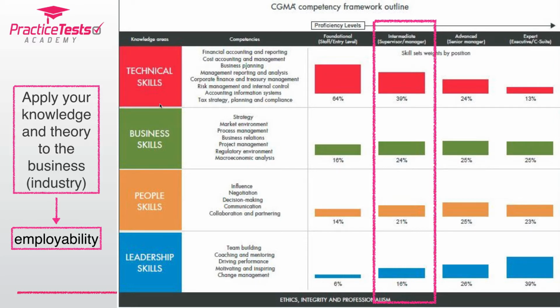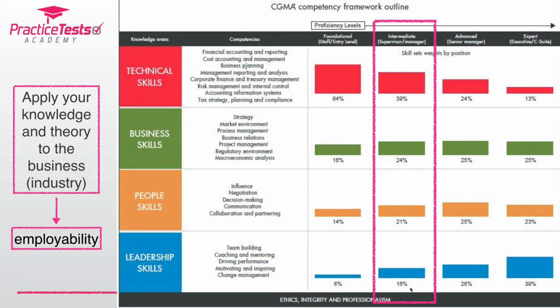At the management level, the skill set is adjusted exactly according to the role that you are going to have in the company. So 39% of your total score will be assigned to technical skills, which I'll explain in a second, but long story short, technical skills is actually the knowledge that you gathered from your previous papers. Now, business skills account for 24%, people skills with all the influence and negotiation and communication account for 21%, and then leadership skills for 16%.